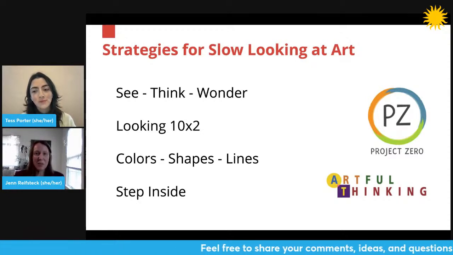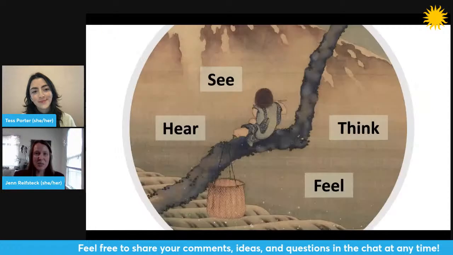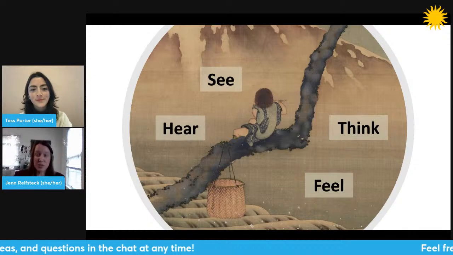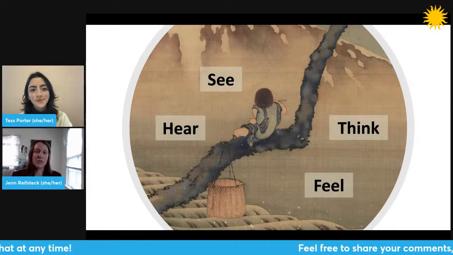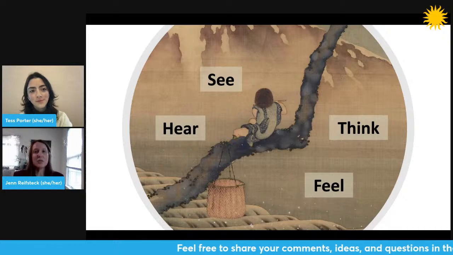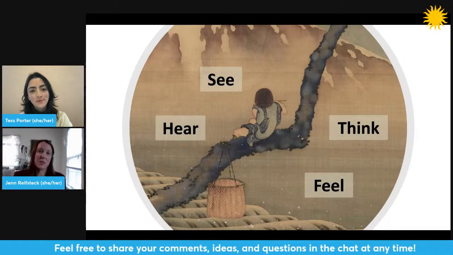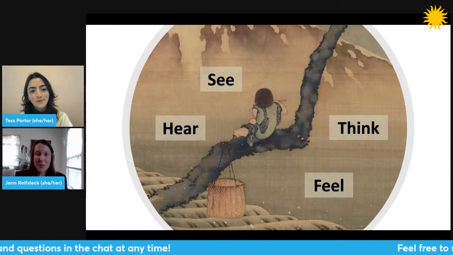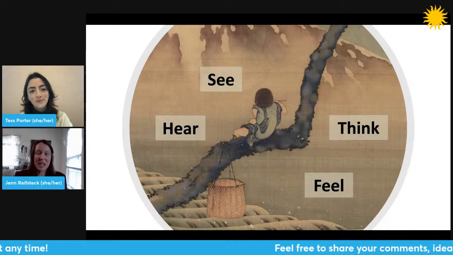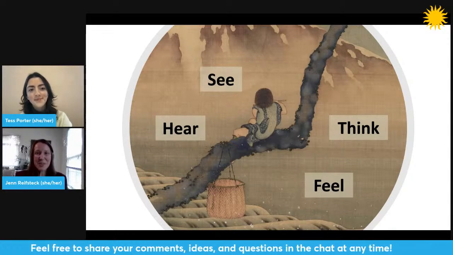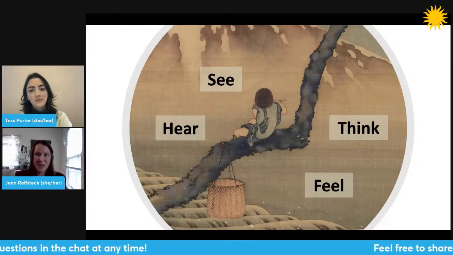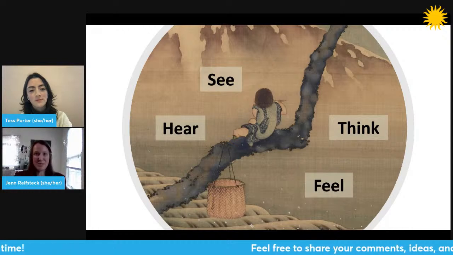And so we take our Boy Viewing Mount Fuji, and we demo here what a step inside routine might look like. So step inside invites you to take on the perspective of a person or even an object in the work of art. So your learners could decide that they want to be the person looking at the mountain. They could be the mountain themselves or the willow tree, what have you. Or they could even step inside and imagine that they're walking around in the landscape. So there's a lot of flexibility here.